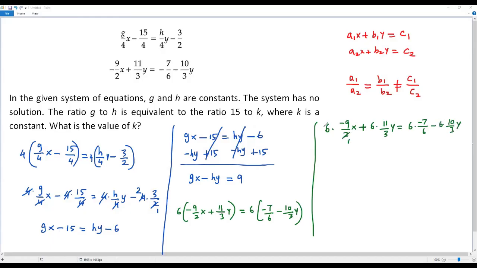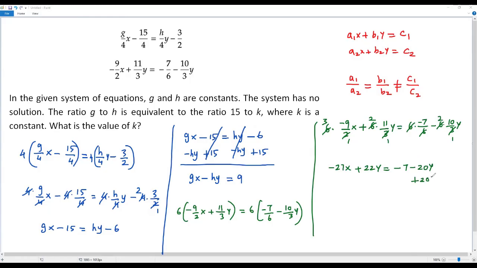Okay, here 2 goes into 2 one time and 2 goes into 6 3 times. Here 3 goes into 3 one time and 3 goes into 6 2 times, and 6 will cancel out. Here 3 goes into 3 one time and 3 goes into 6 2 times. 3 times negative 9x is negative 27x, and here 2 times 11y is positive 22y equals negative 7. Negative 2 times 10y is 20y.